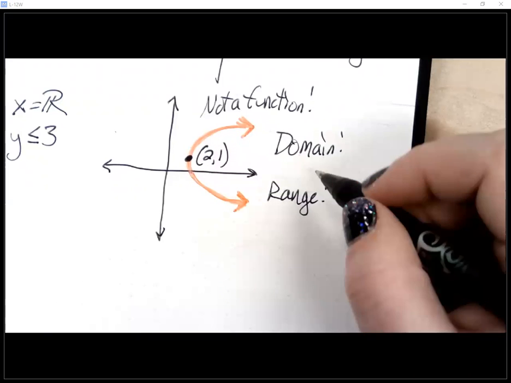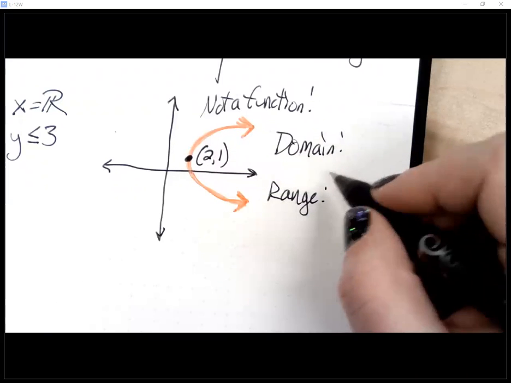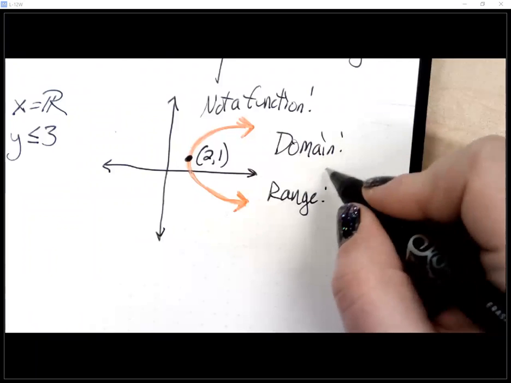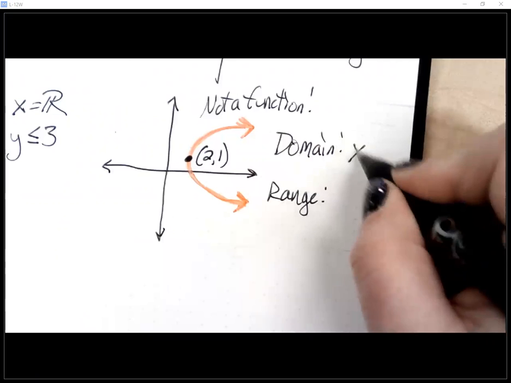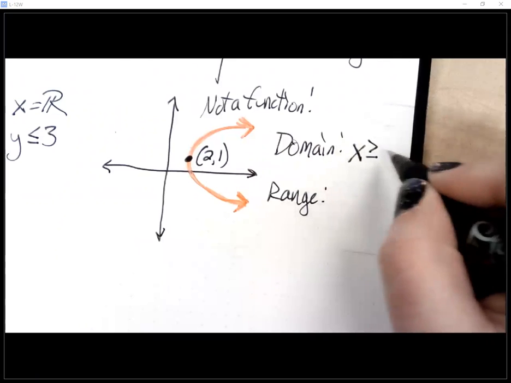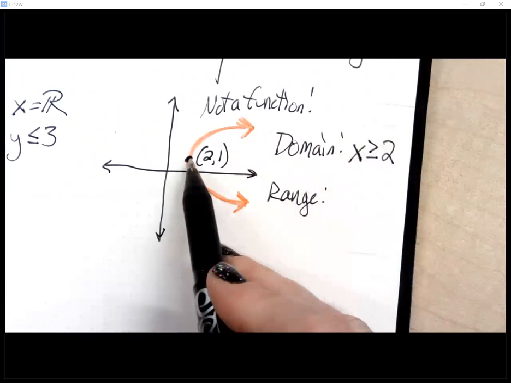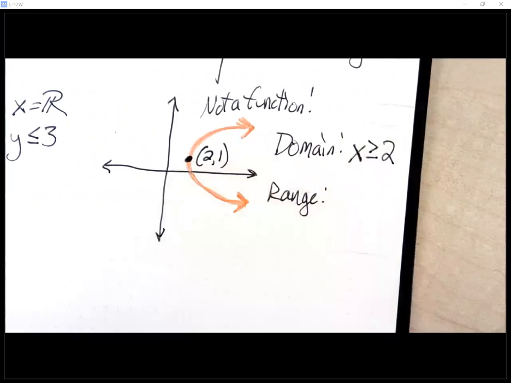Okay, the domain is, Lizzie, go ahead. Say one more time, X is greater than or equal to what? Yes. It's not all reals this time, right? Because my graph is not covering all of the X values in creation. It starts here and it's covering all the X values this way. So my domain in this case would only be X is greater than or equal to 2.